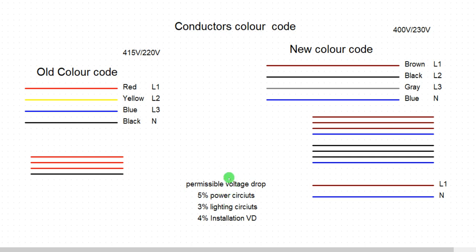So let's discuss the voltage drop. Our permissible voltage drop. Okay, listen, I said our permissible voltage drop.